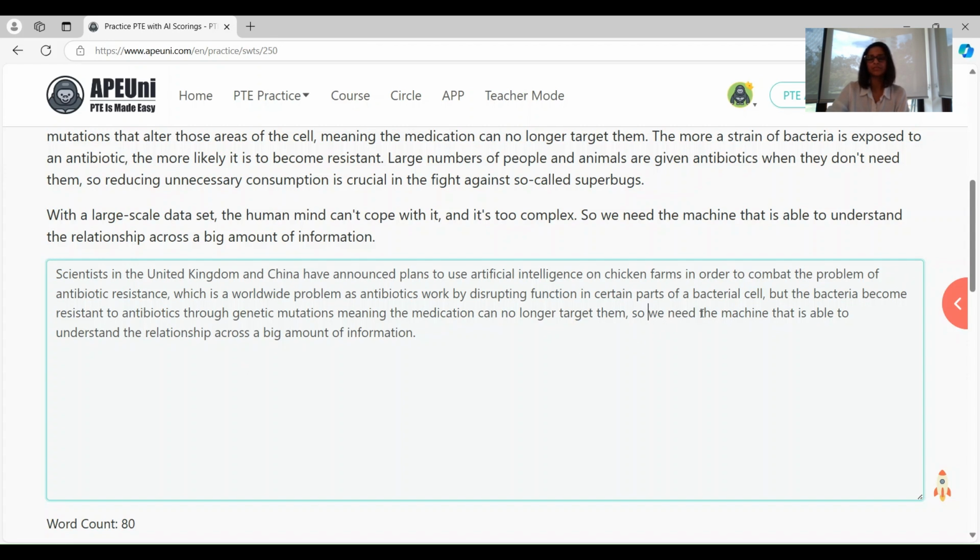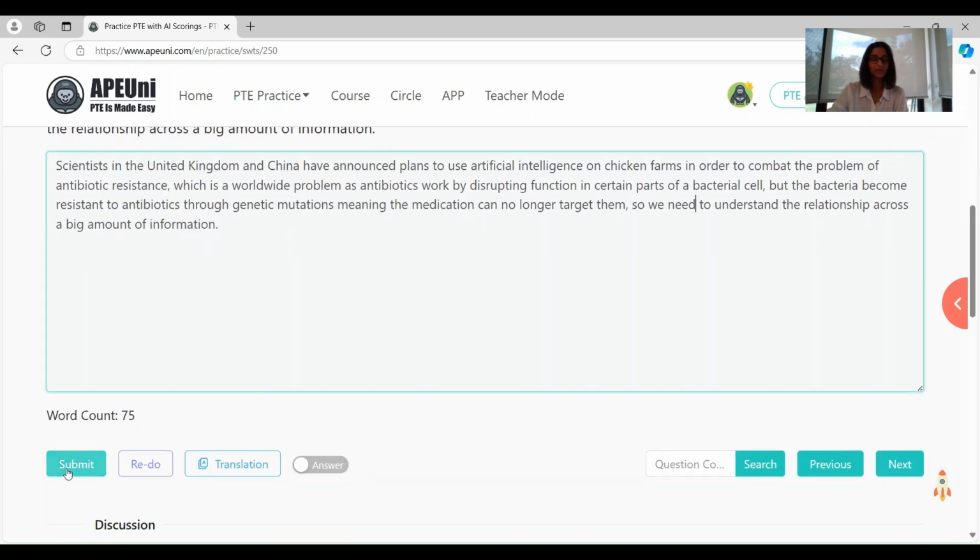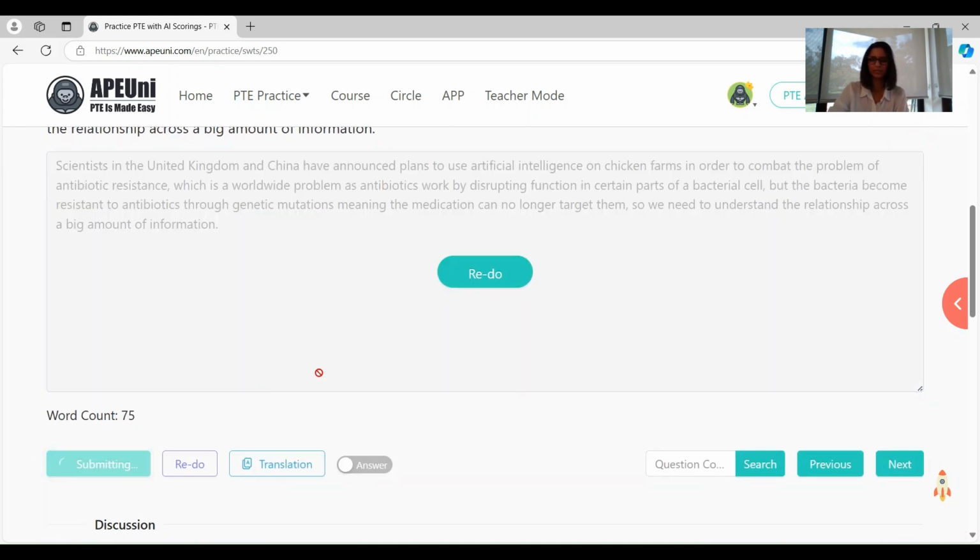So we need, all right, 75 words. So we need to understand the relationship across a big amount of information. It does not make logical sense, but does it make grammatical sense? Probably. Let's have a go. I'm aiming for a 6 for this one. Fingers crossed, my friends.